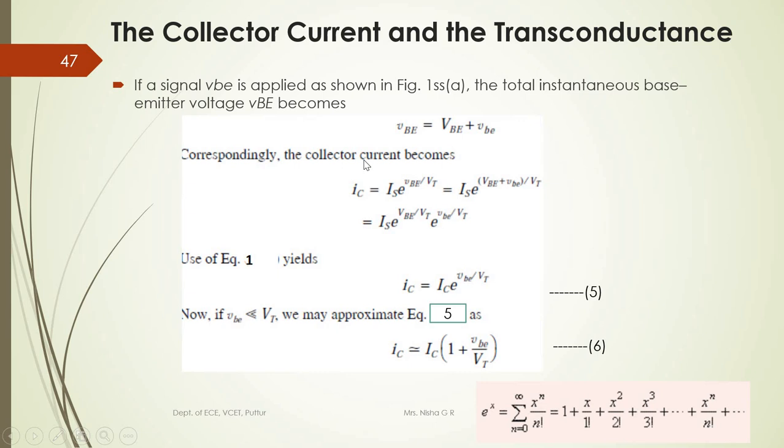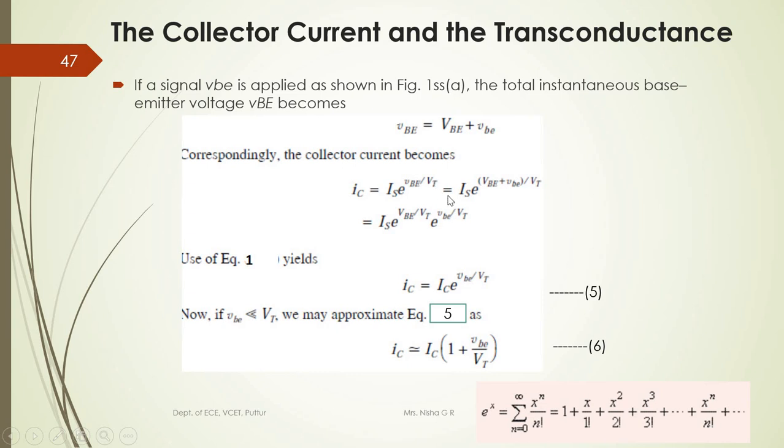Correspondingly, the collector current becomes, we know the relation IC equals IS e to the power VBE by VT. Now we are writing it for the instantaneous current, so small letter i with subscript capital C, for instantaneous. This equals IS, which is capital because it is common for all, whether DC or AC component. IS remains constant, times e to the power, and you see the notation here, small letter vBE indicates the instantaneous base-to-emitter voltage, divided by VT, which is a constant. So it is represented as capital letter VT.